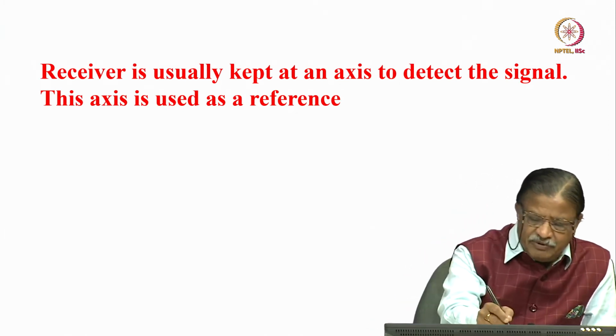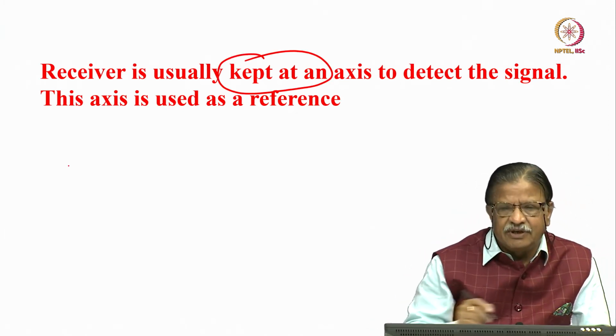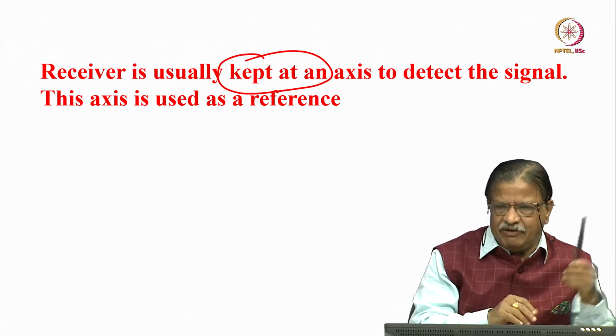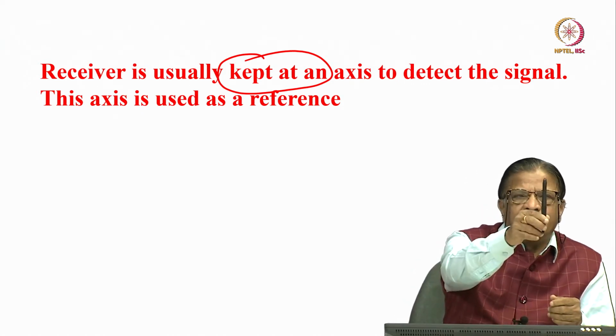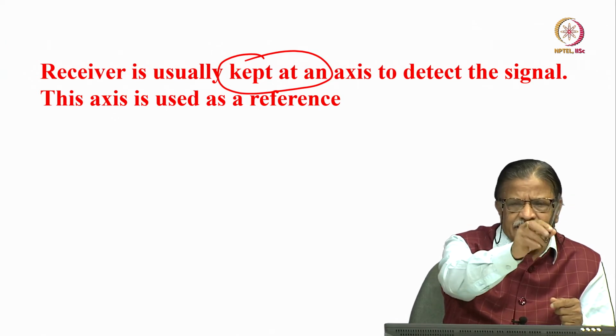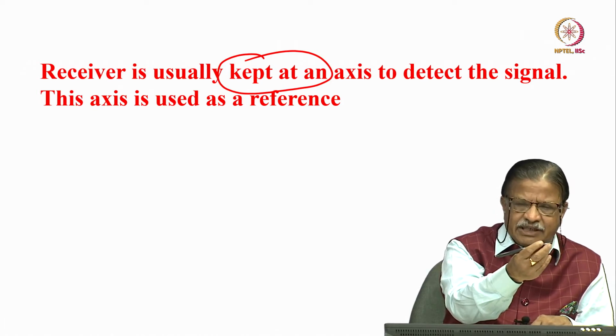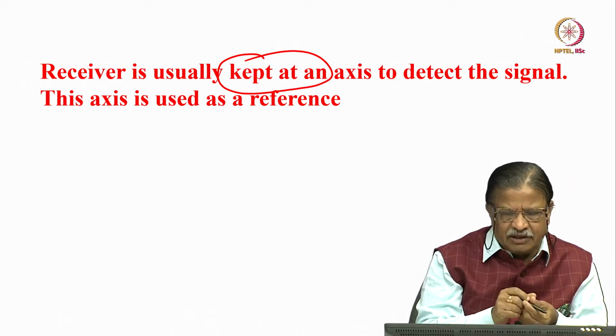For example, a receiver is usually kept at an axis to detect a signal. Of course, that should be possible. Even in the first class we told you, the magnetization is along the Z axis, you apply a pulse along the X axis, and you will have a receiver along the Y axis to detect. So, they are all orthogonal to each other, all the three.